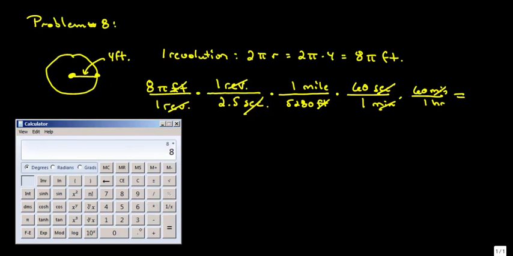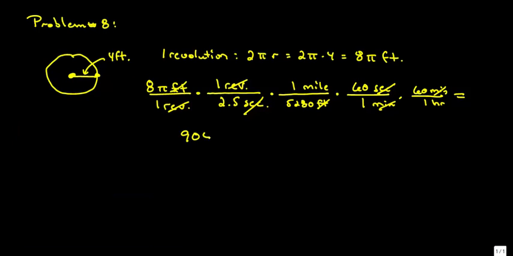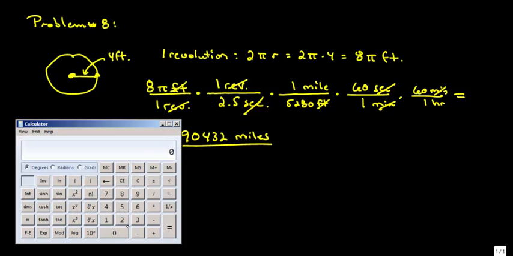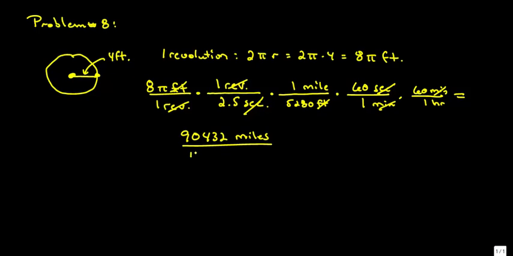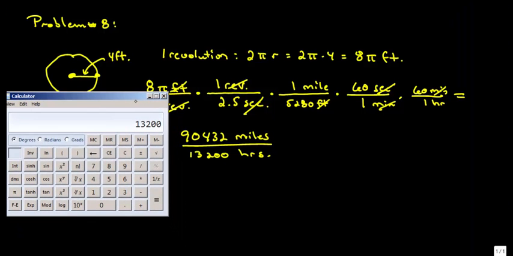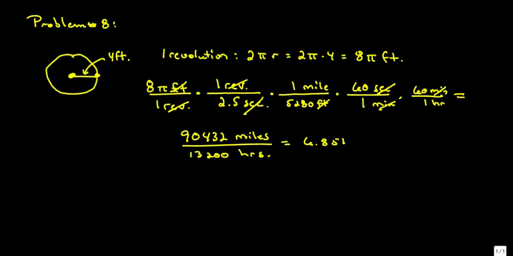So let's take 8 times pi times 60 times 60. That's 90,432, and that's miles. Now on the bottom, that's going to be 2.5 times 5,280, which is 13,200, hours. Okay, so now we need to take the 90,432 and divide that by 13,200. And we're going to get 6.851. So we're traveling at about 7 miles per hour.